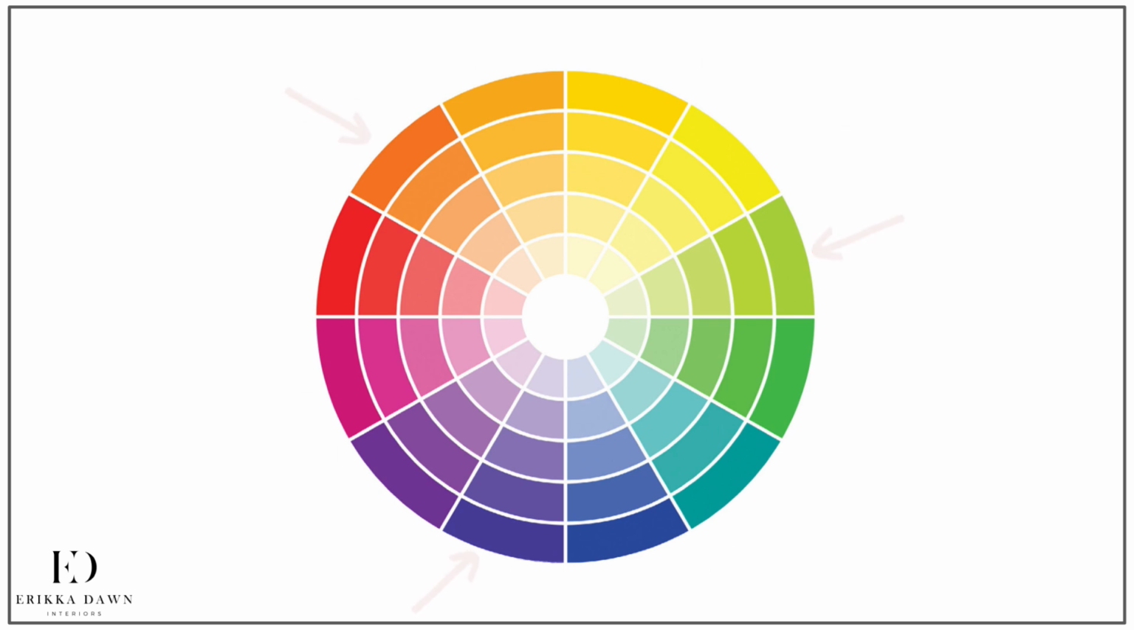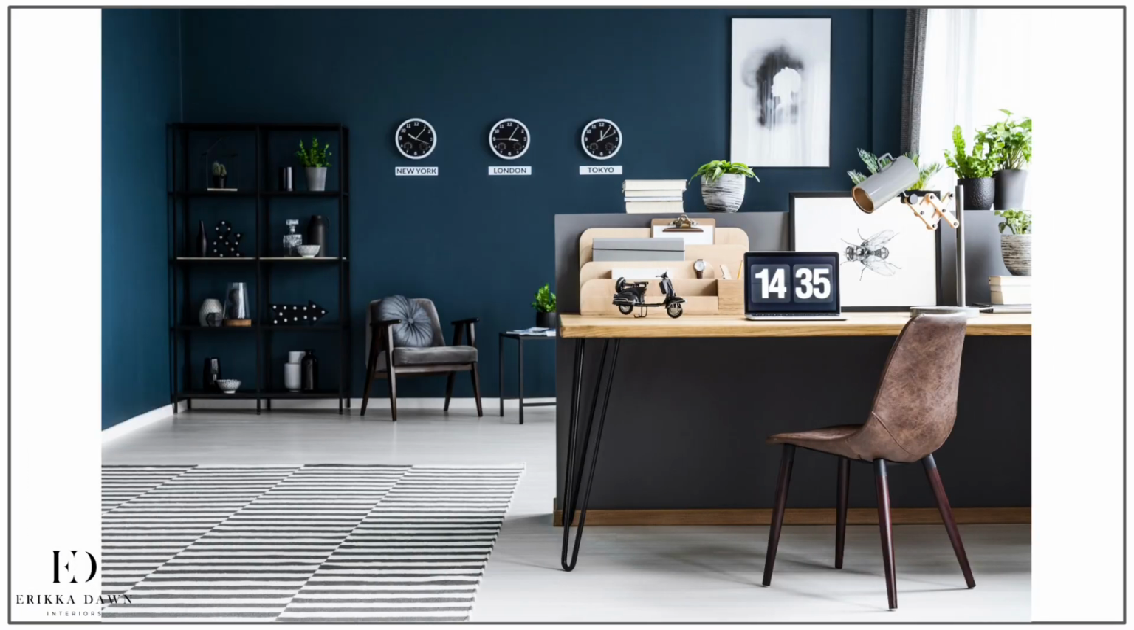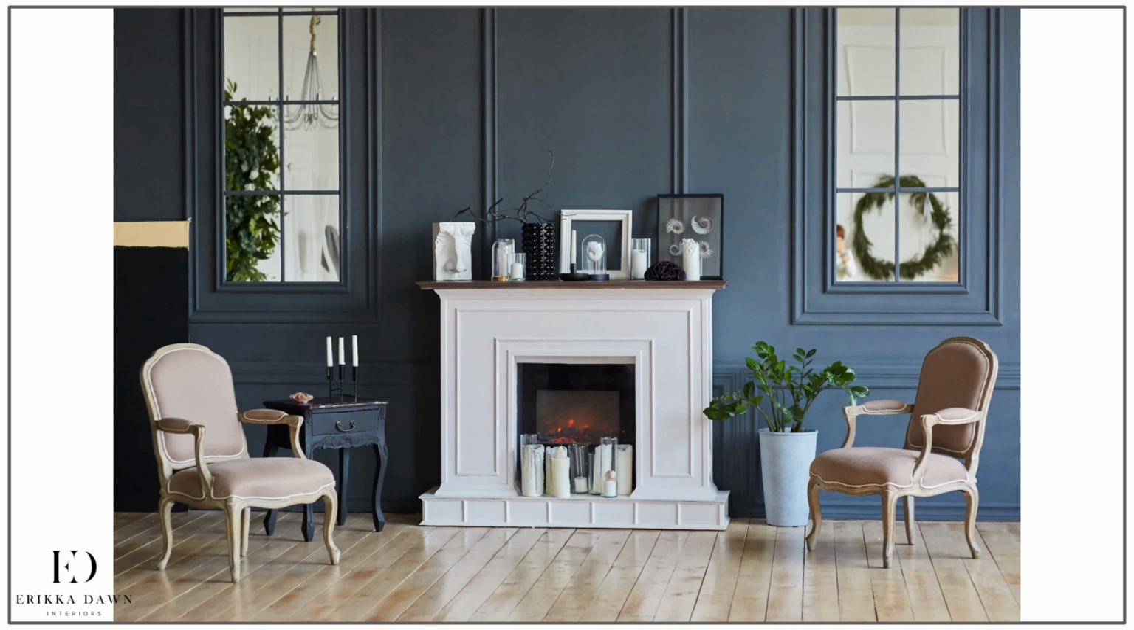Now, apart from the main colors in the color wheel, we also have our neutrals, which are primarily white, black, gray, brown, and beige. That said, you can use some other dark hues as neutral. For example, you'll see many designers using navy blue as a neutral, which is softer than black and is more complementary to many people's skin tones.